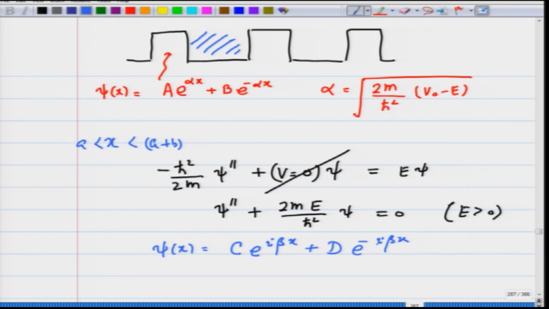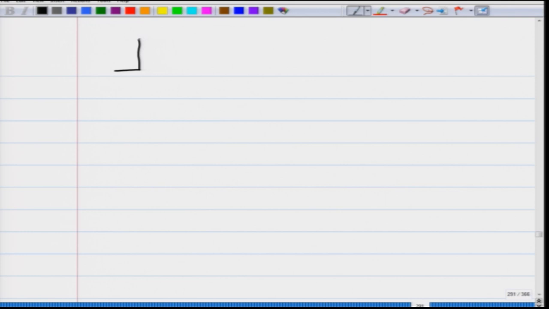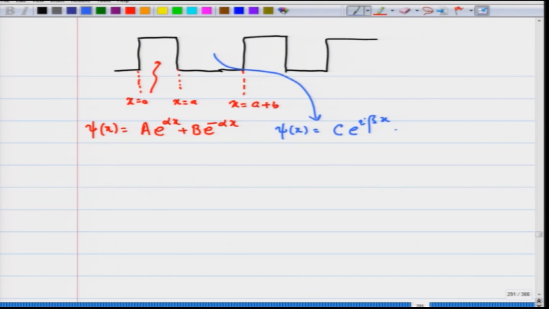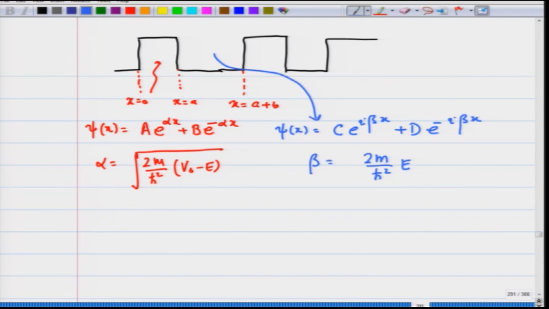So, let me show it again, that when I take this potential in this region between x equals 0, x equals A, and this is x equals A plus B. Here on the left, the wave function psi x is equal to A e raised to alpha x plus B e raised to minus alpha x. In the region next to it, I have psi x equals C e raised to i beta x plus D e raised to minus i beta x, where alpha is equal to square root of 2 m over h cross square V naught minus E, and beta is equal to square root of 2 m E over h cross square.